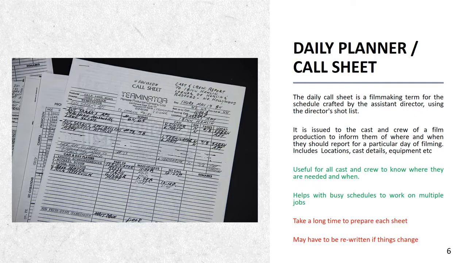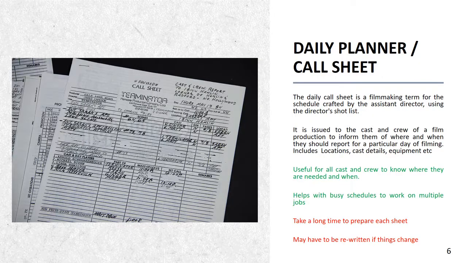The call sheet is basically a filmmaking term for what's happening on each day. It's given out to all of the cast and crew so that everybody knows where they're supposed to be at a given time. The things that it includes are basically the location of the filming, where it's going to take place, details of which cast are involved, any equipment that's needed, and all the times, like when does this scene start, when does it finish, when does this actor need to be here, and so on.